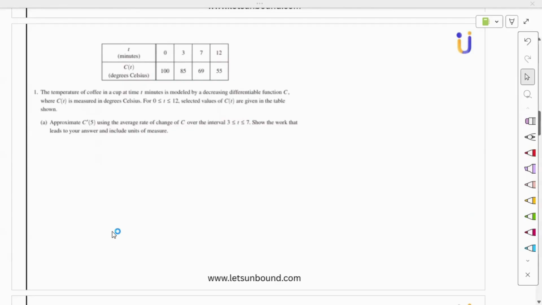Approximate C prime of 5 using the average rate of change of C over the interval 3 to 7. Show the work that leads to your answer and include units of measure. So the average rate of change is the slope formula for a secant line. So C prime of 5 can be written by applying the slope formula where your 5 falls between. Your 5 falls in this interval, so we're going to pick 3 and 7 as they have given. So the slope formula is C of 7 minus C of 3 divided by 7 minus 3.